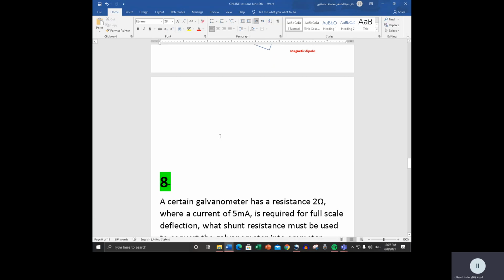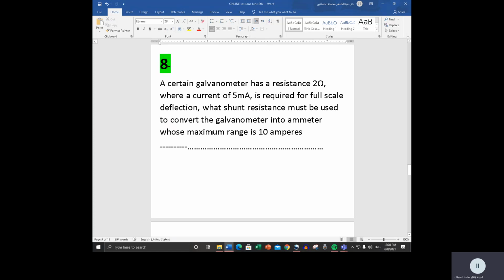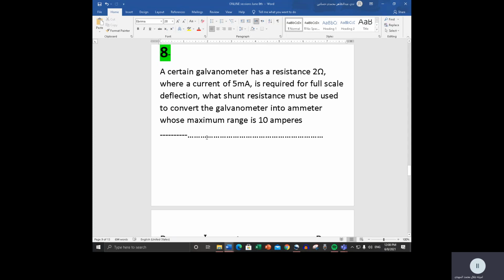Okay, after finishing all this part, let's now talk about the electric measurements. As you see, we have three electric measurements, and we can convert a galvanometer into an ammeter, and we can convert it also into a voltmeter, and we can convert it into an ohmmeter. And we have questions concerning how to convert the galvanometer into an ammeter or into a voltmeter or ohmmeter. But also we have some questions involving calculations.